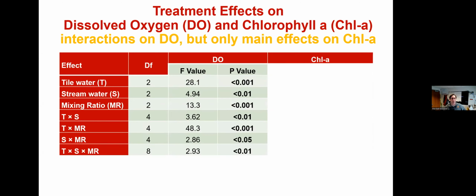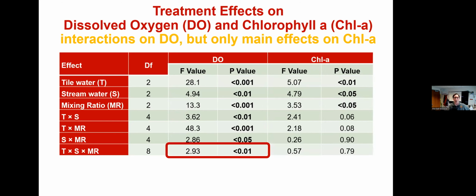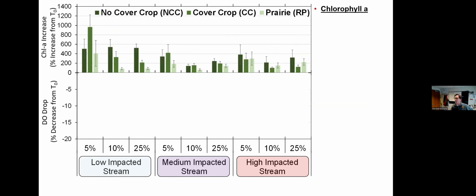So there's a 3-way interaction between tile water, stream water, and mixing ratio for dissolved oxygen, shown here. So you'd ignore the rest of these interactions and the main effects. But for chlorophyll A, we only found main effects. So I'm going to talk about the main effects of the chlorophyll A first, and then kind of the complex interactions with dissolved oxygen. Okay, so let me walk you through this graph.